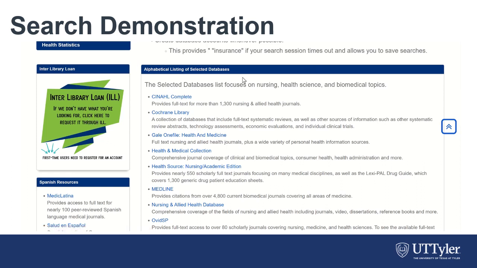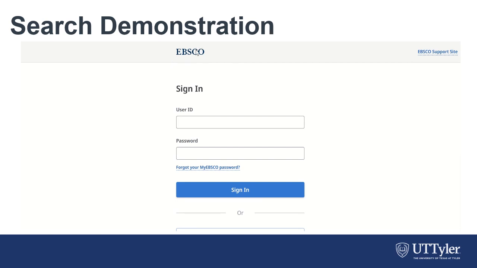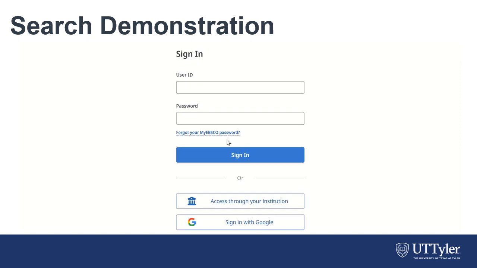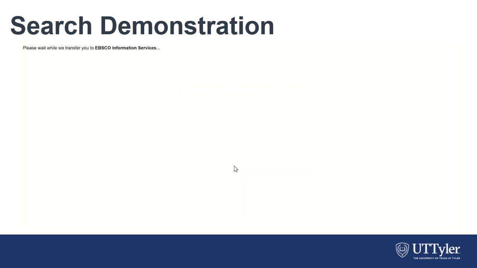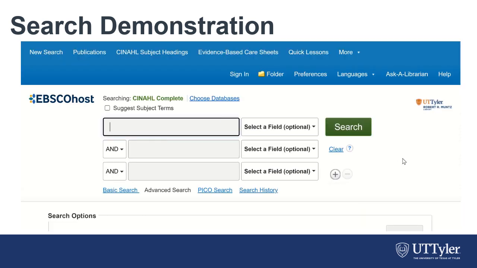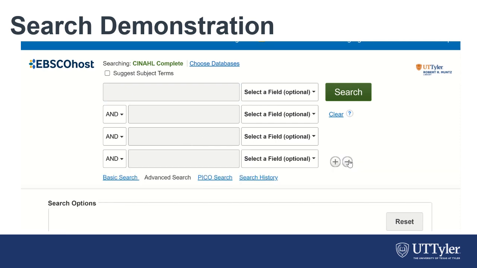The database we're going to is CINAHL Complete. So click on that. Skip this user ID and password box and scroll down to access through your institution. It would normally ask you to log in with your username and password and authenticate. I have already done that, so it took me right to the database. Notice the search boxes look just like what I showed you in the PowerPoint. If you need more boxes for more concepts, you would just add them there.